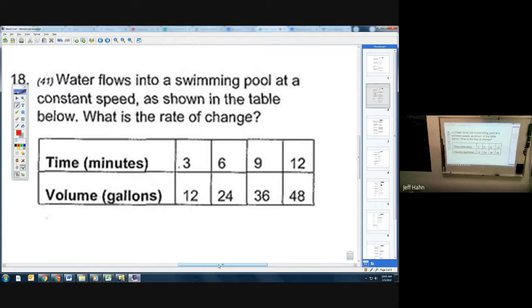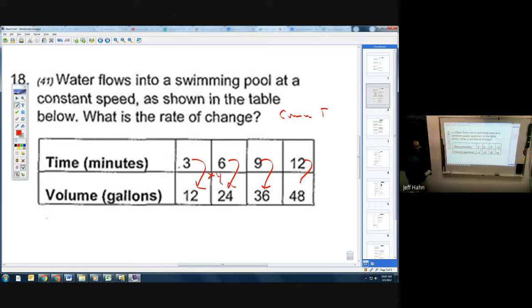Ladies and gentlemen, problem number 18. Rate of change just means what is the common factor between these. In other words, how do you go from each one of these? What do you do to each one of these to get the other? Times four. That is your rate of change. It's four gallons per minute.